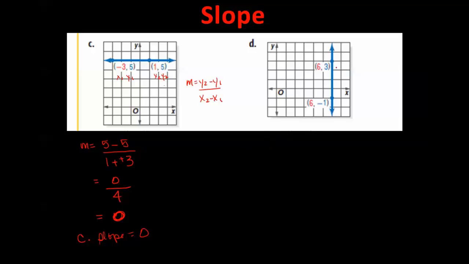Now for part D, let me label. This is x1, y1, x2, y2. Now I'm going to plug everything in, so y2 is going to be a negative 1 minus 3, and then x2 is 6 minus 6. So negative 1 minus 3 is going to give me a negative 4, then 6 minus 6 gives me 0. Well, no number can be divided by 0, so anytime we have something divided by 0, we call it undefined.